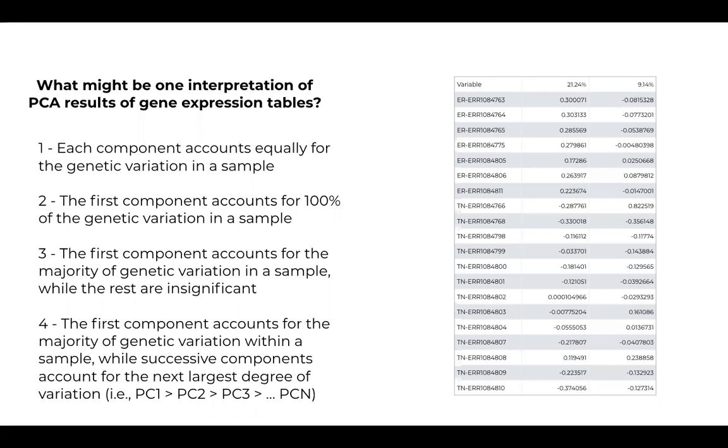So the third answer is half right. The first component accounts for the majority of genetic variation. That is correct. While the rest are insignificant, that is not correct, because we saw in that PCA plot that the amount of variation that we are capturing is from PC1 we see 53%, PC2 we saw 17%, so 70% in total. So 53 plus 17 is like 70%, but 30% is again there.